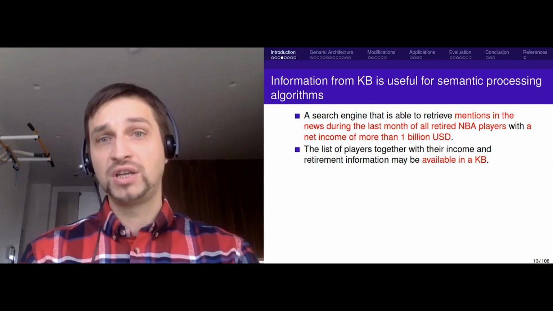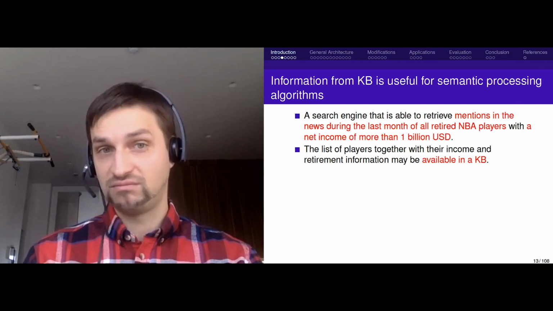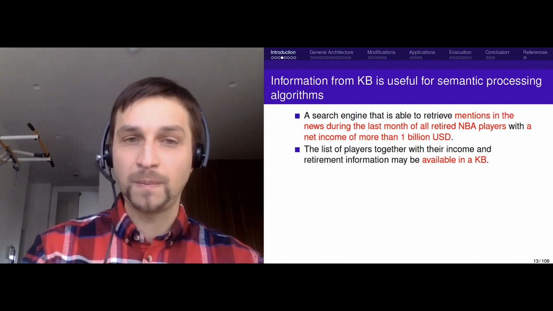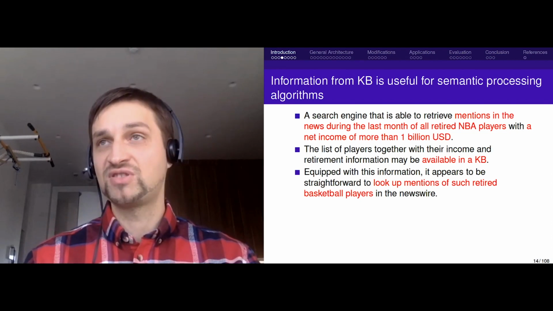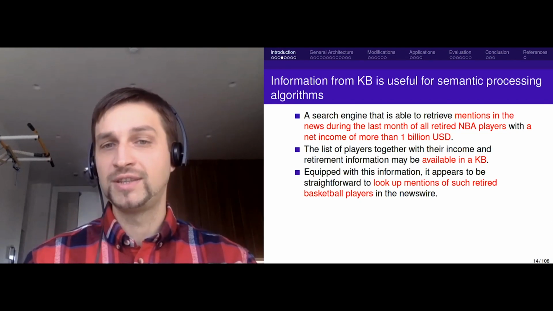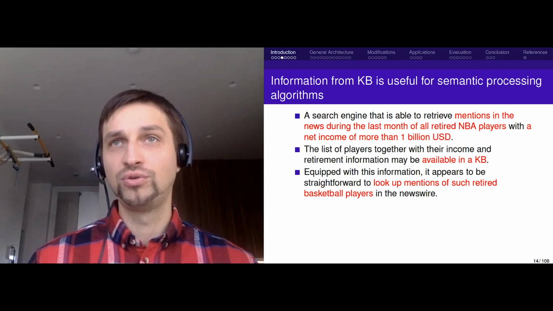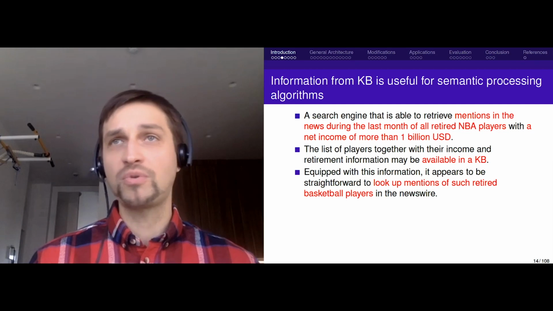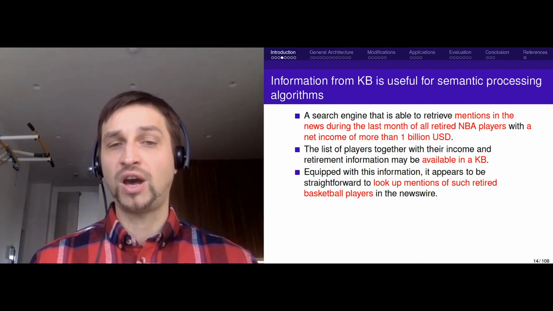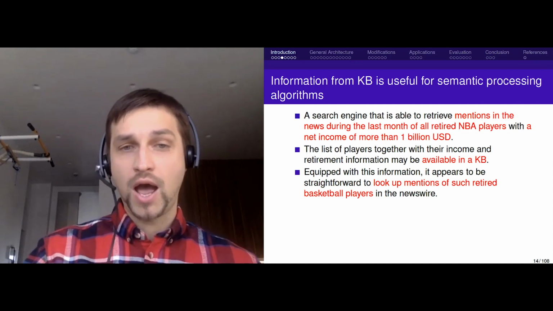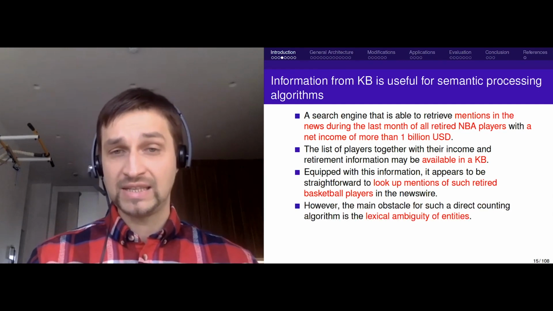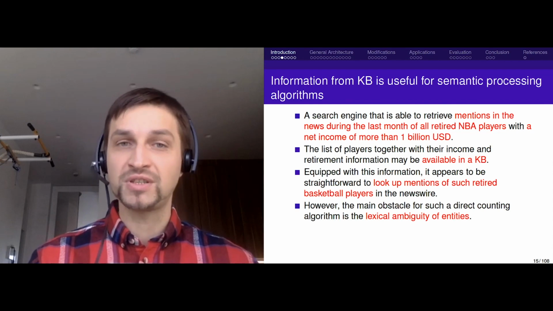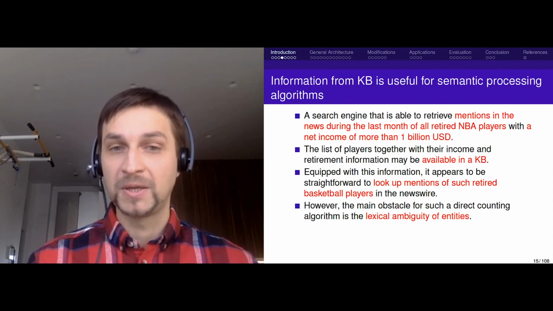So you actually can gather the list of persons you want to search in this news collection, and then it seems to be very easy to accomplish the task. You just need to grab through this news corpora and count the numbers, and you're done. But it's not as easy as that because of the main issue in text processing, which is ambiguity.